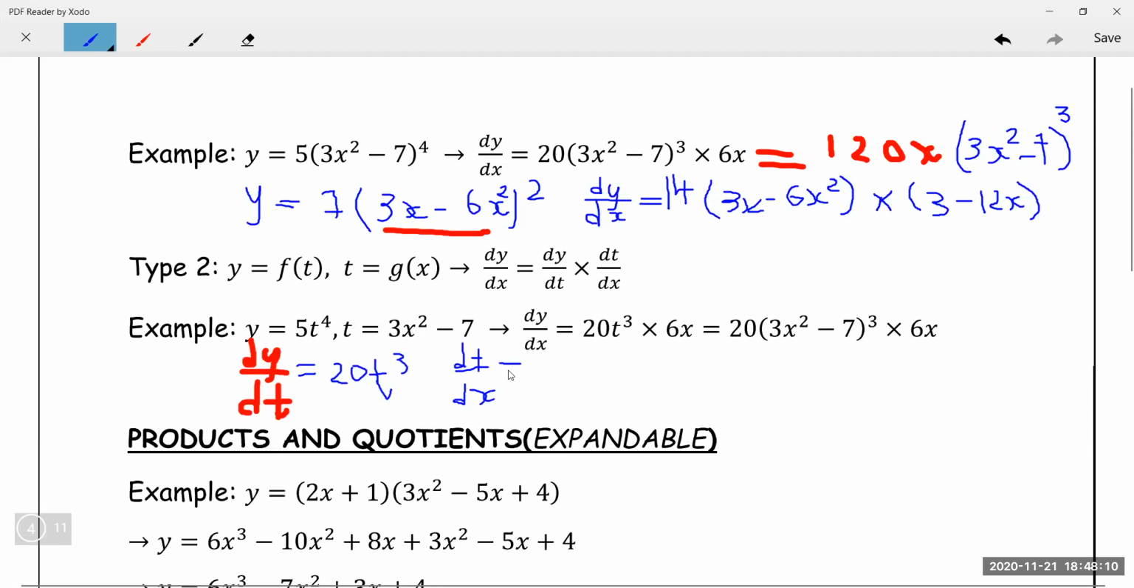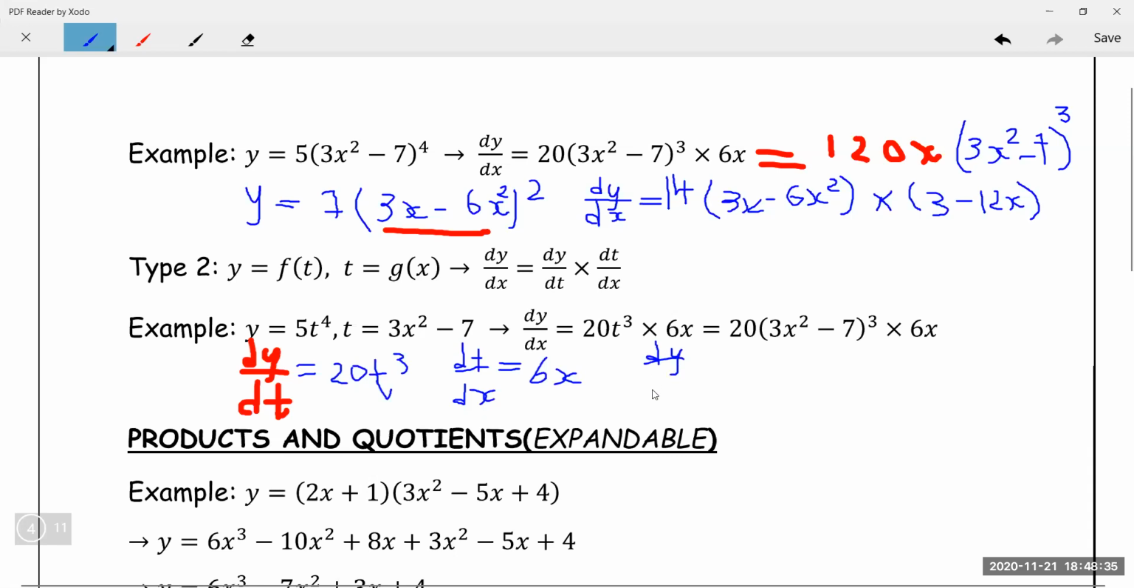What's dt/dx? Differentiate t with respect to x. What's dt/dx? 6x, good. Minus, yeah, it just be 6. 6x minus 0, which is just 6x. So now we can find dy/dx.